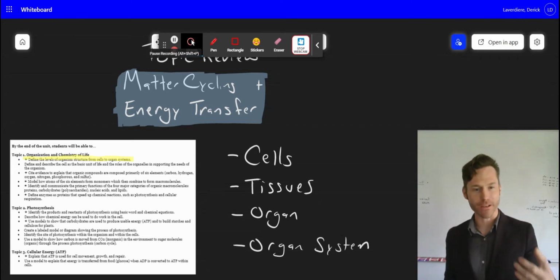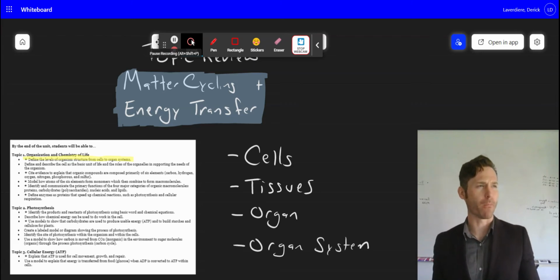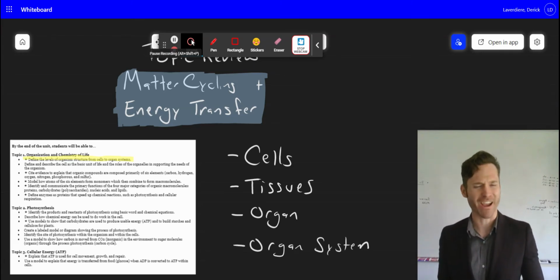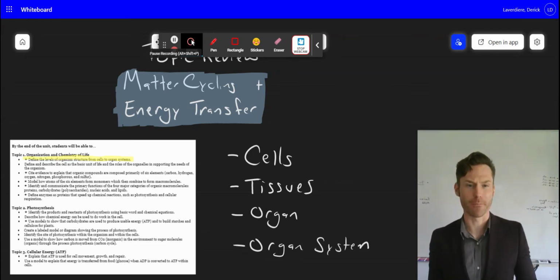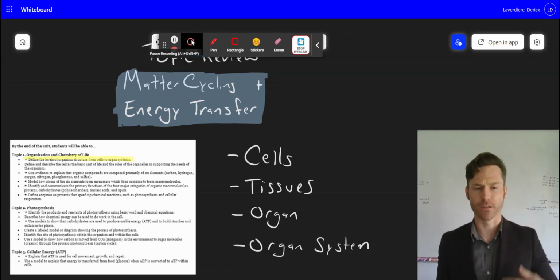Right, so this is for our next unit. Technically, I think it's called something along the lines of from molecules to organisms. I think that's the title of the unit. Doesn't really matter. The specific title here is matter cycling and energy transfer. Okay? So it's kind of a mixed bag of things.